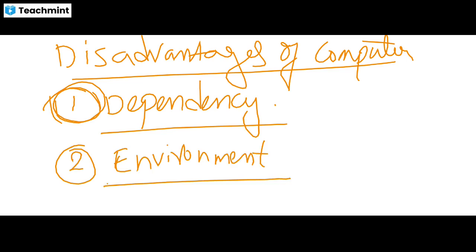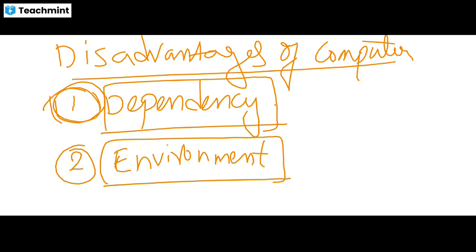as wherever the computer is placed, that area should be dust free and very clean and suitable for the computer. Then only the computer works very fast and very neatly. If there is dust wherever the computer is placed and it is not suitable for it, then the computer does not work. These are the disadvantages, the second disadvantage.